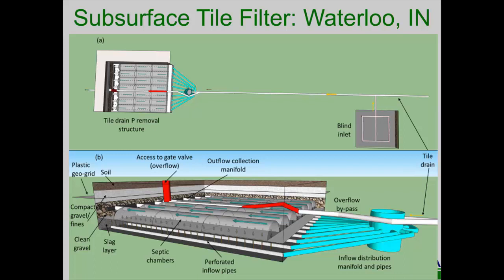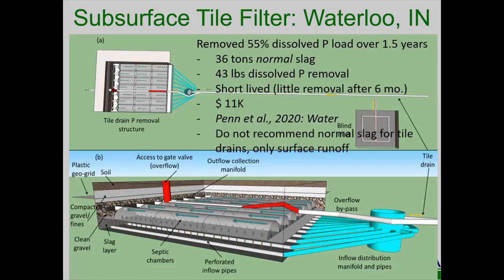So let's shift over more towards tile drains, getting at subsurface water. This is a slag filter we built in Indiana. We combined it with a blind inlet, so we were capturing some surface water and channeling it into the P removal structure. But dominantly, by far, over 90% of the flow was coming from the tile, was subsurface water. We had a distribution manifold push that water down to the bottom of the bed of slag. This is a normal slag, not treated with aluminum. Water flows from the bottom upward, and then discharges out. It was about 36 tons of slag.